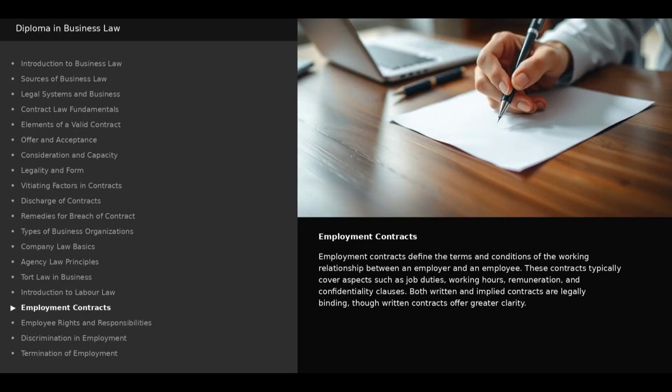Employment contracts. Employment contracts define the terms and conditions of the working relationship between an employer and an employee. These contracts typically cover aspects such as job duties, working hours, remuneration, and confidentiality clauses. Both written and implied contracts are legally binding, though written contracts offer greater clarity.